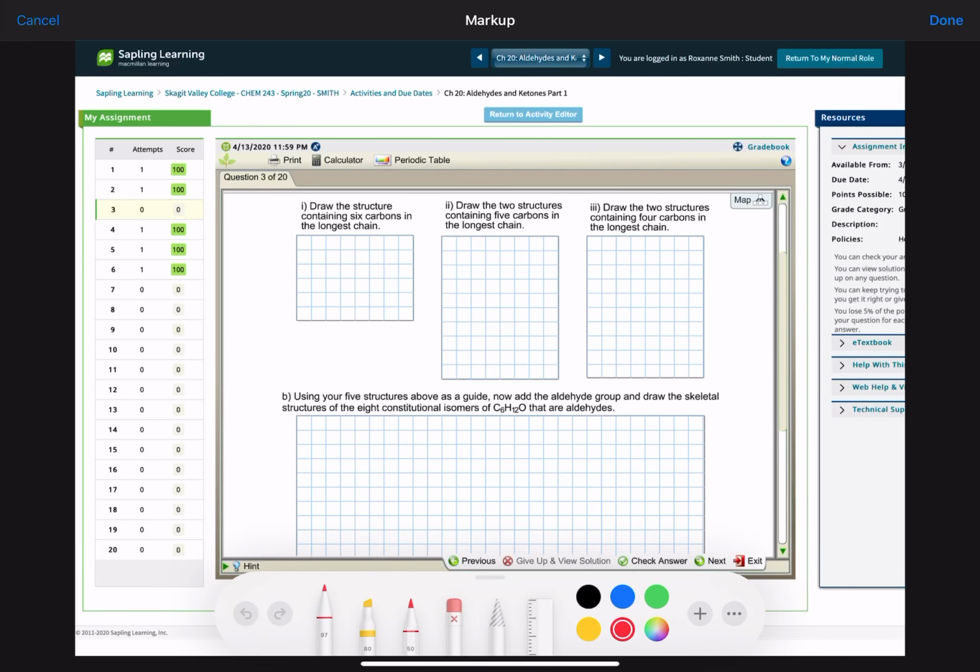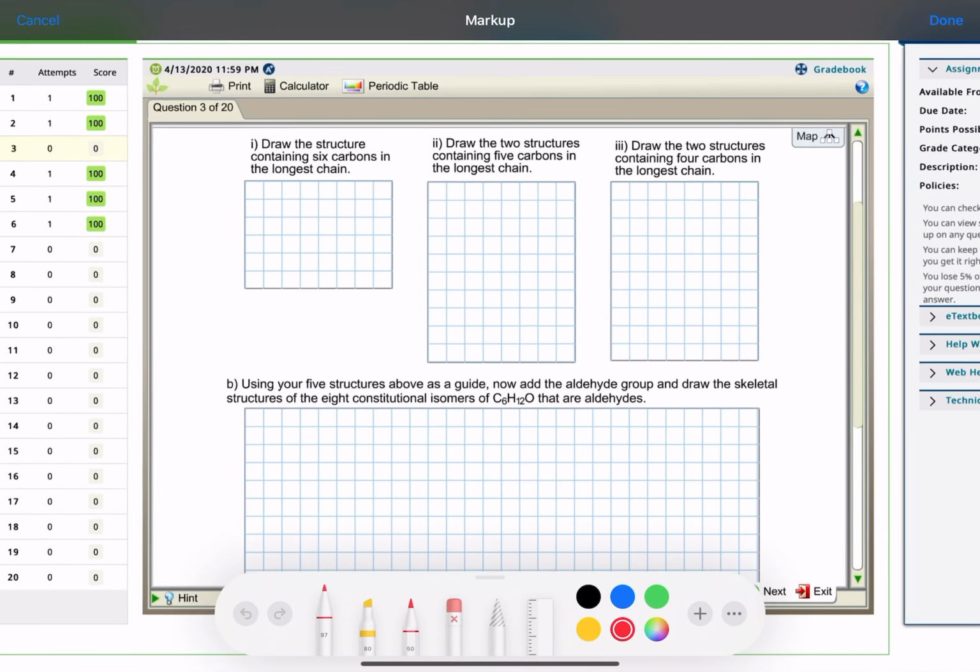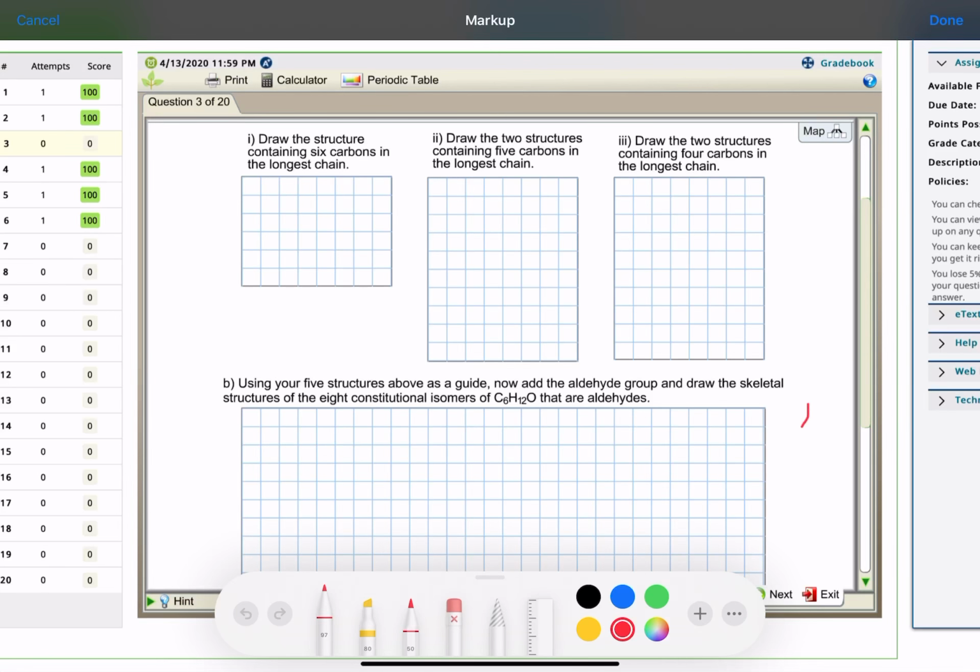So we're going to look at this problem on Sapling. Of the first 6 problems you have on Sapling, all of them except for this one are pretty straightforward. And this one's not that complicated either. This one is asking you to come up with, ultimately, 8 constitutional isomers of C6H12O that are aldehydes. And the part of this that's kind of tricky is the way that it wants you to do it.